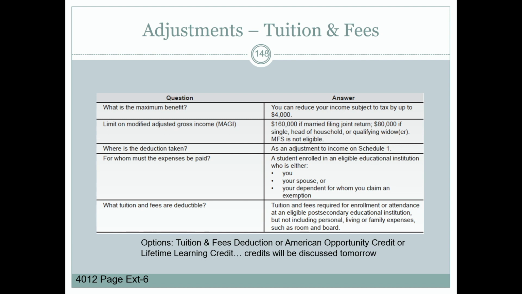The next adjustment that we will discuss is tuition and fees. Taxpayers are allowed to deduct tuition and fees based on the following circumstances. What is the maximum benefit? Well, you can reduce your income subject to tax by up to $4,000. There is a phase out, $160,000 if married filing jointly and $80,000 if the other filing statuses apply. Married filing separate is not eligible for this adjustment deduction. Where is the deduction taken? And again, it's taken on the Schedule 1, line 20.